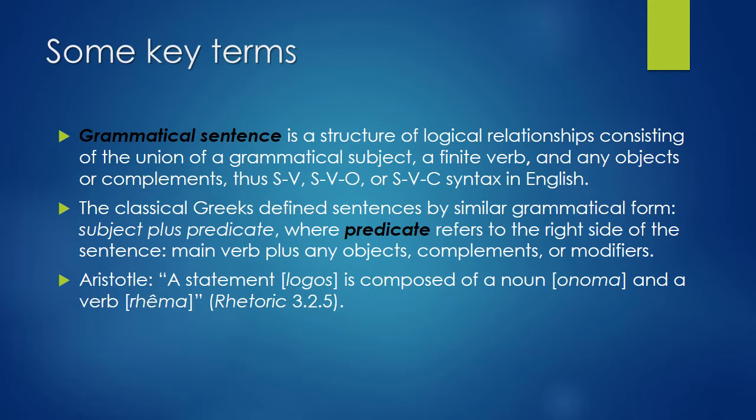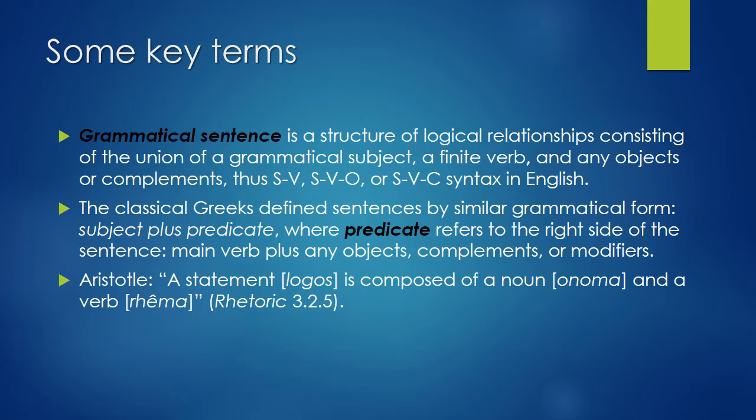Well, some key terms before we start. A grammatical sentence refers to a structure of logical relationships consisting of the union of a subject, a finite verb, as opposed to an infinitive, and any objects or complements. Thus, we talk about subject-verb-object or subject-verb-complement syntax in English.